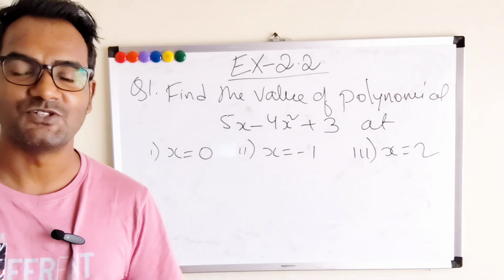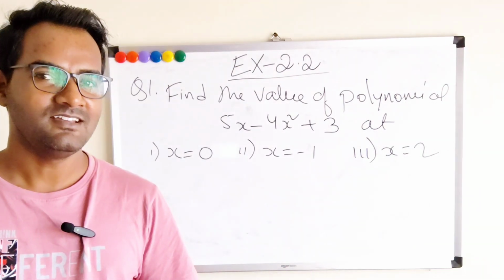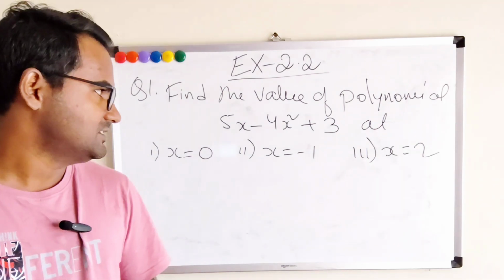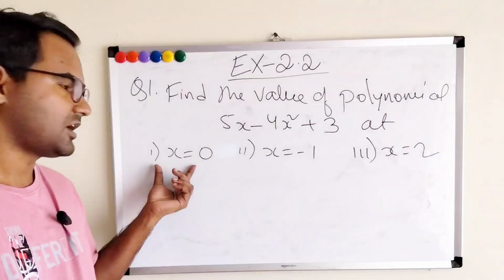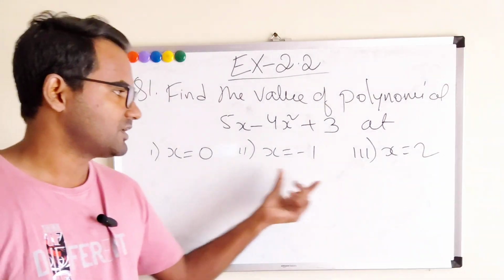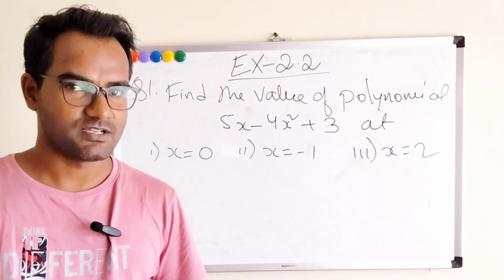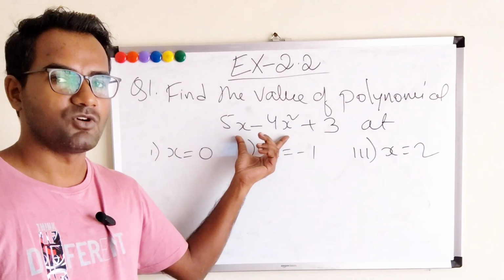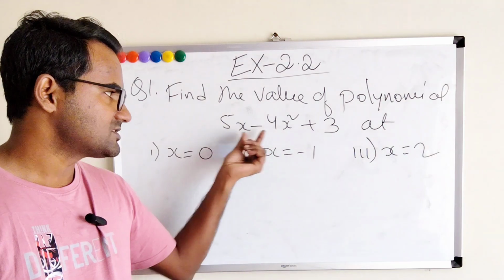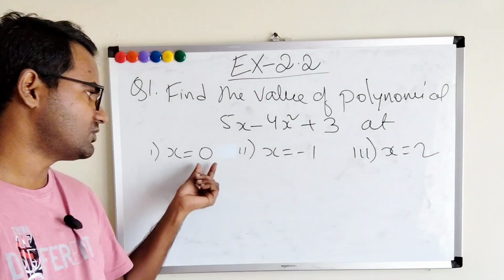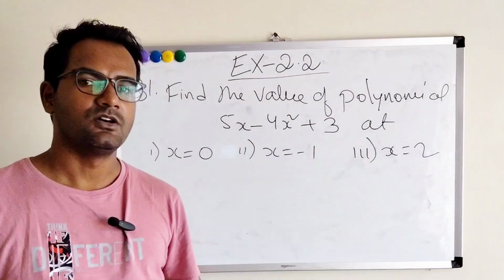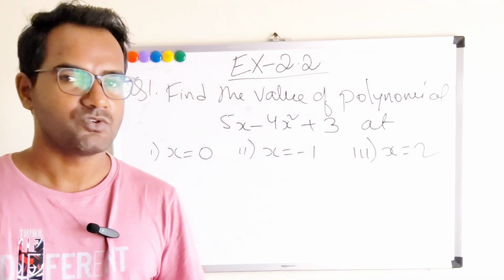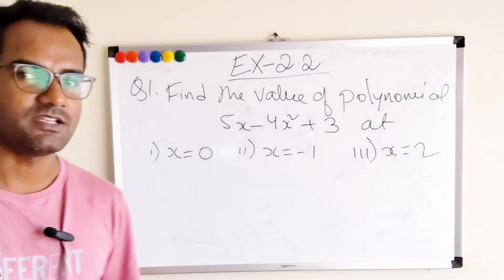So how are we going to do it? Any idea? No issues, I will teach you. Here, how many questions are given? 1, 2 and 3, right? 3 questions are given. So in this polynomial, in place of x, you have to put all the values given here one by one. Let me show you the first one, how to do it.